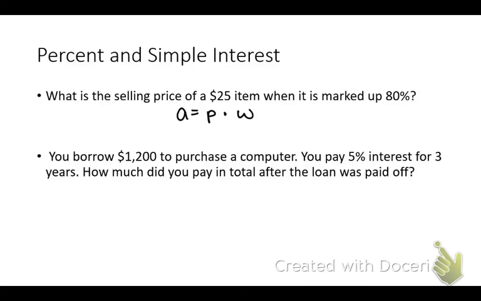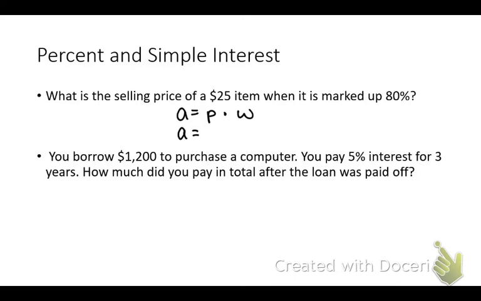I am solving for A. A is the selling price. It's the amount of money that you're going to pay on a $25 item when it is marked up by 80%. So A is what you don't know. If it's marked up by 80%, this is the part that's going to be tricky for you guys.